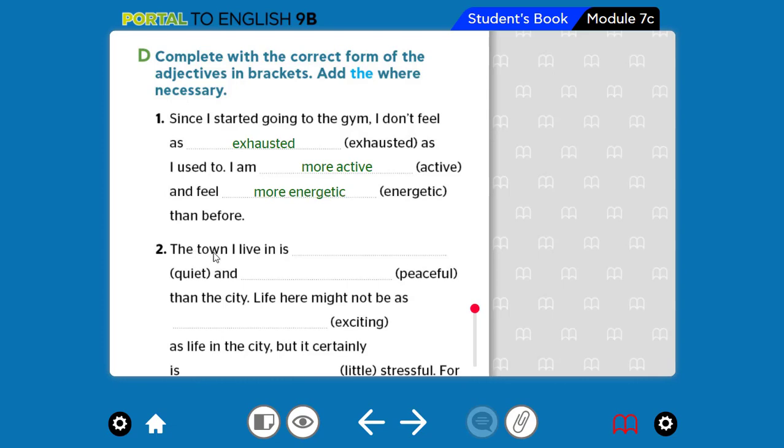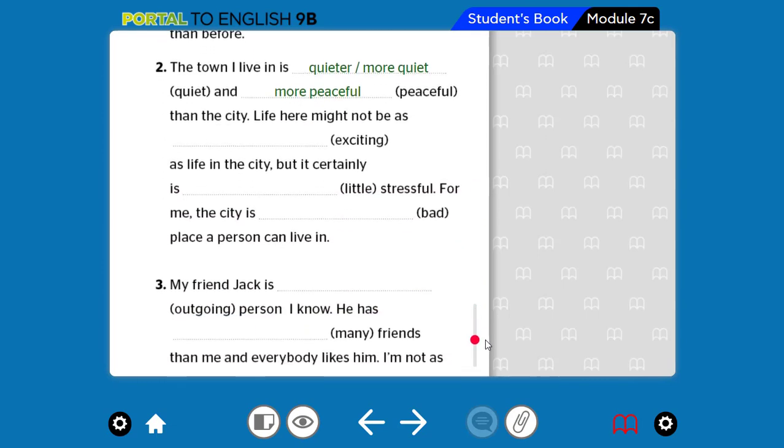Number 2. The town I live in is quiet and peaceful than the city. Once again, it's a comparative. Quiet can be both a short and a long adjective, so we can say quieter or more quiet. And peaceful is a long adjective, it becomes more peaceful than the city. Life there might not be as exciting as life in the city.